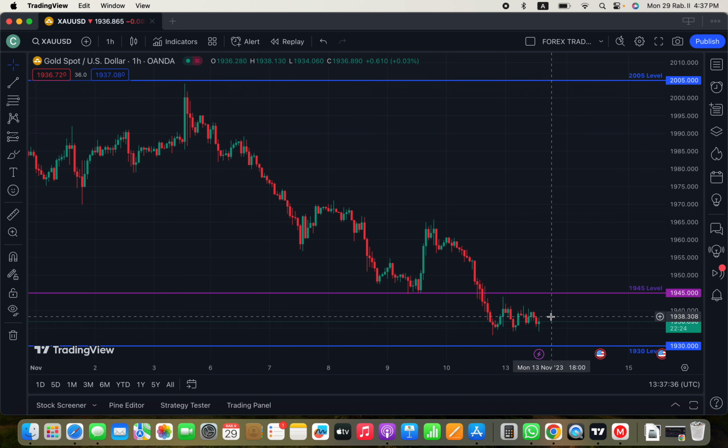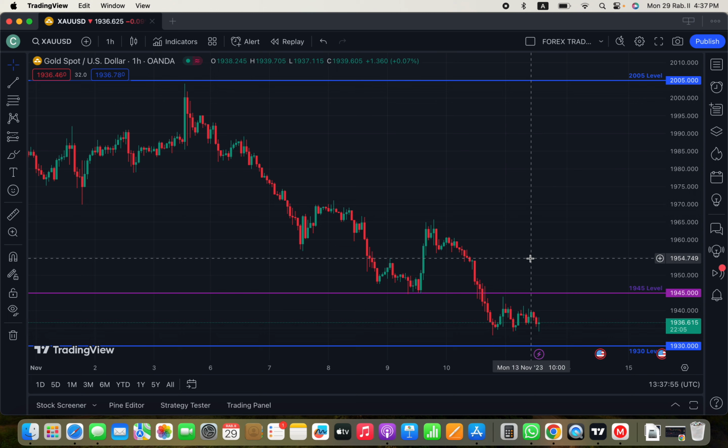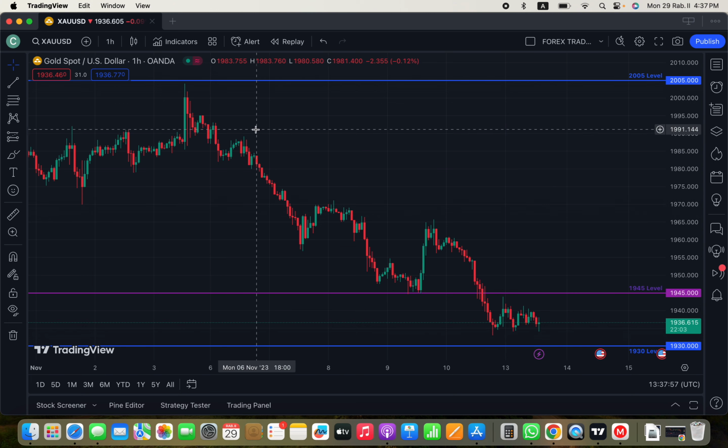But before you use this strategy, I would advise you to backtest it on a demo account for at least a week before you start using it on your live trading account. Please always backtest any strategy you want to use on a demo account before you start using it on your live trading account. So let's go straight to the point.